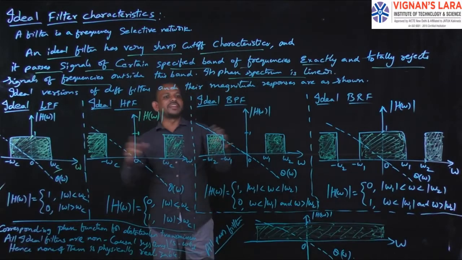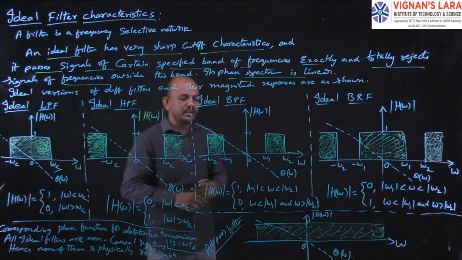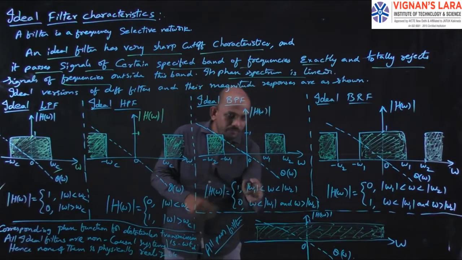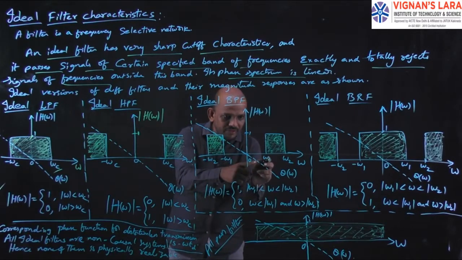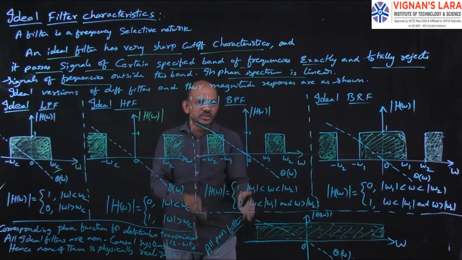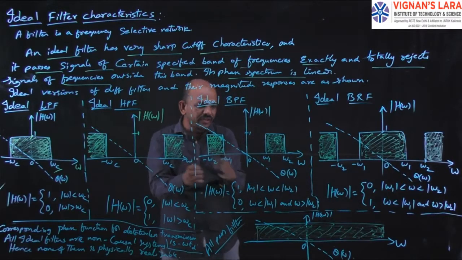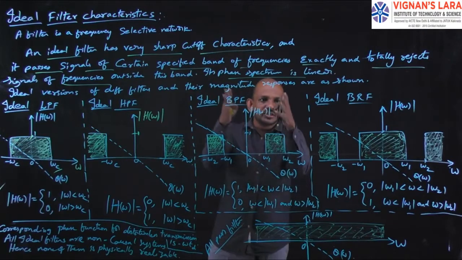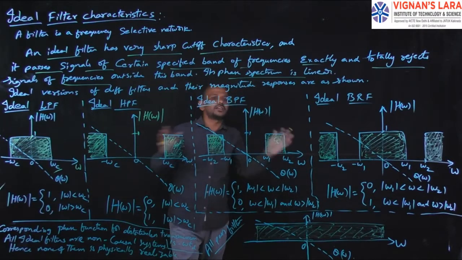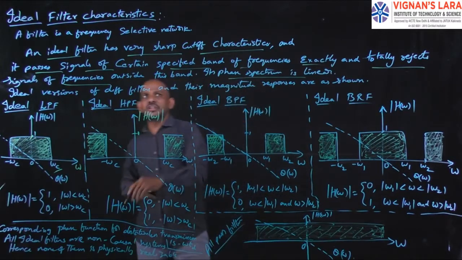For all remaining frequencies it will reject. Hence we can specify this ideal band pass filter with mod of H of omega equal to 1 for mod of omega 1 less than mod of omega less than mod of omega 2. That means only between minus omega 2 to minus omega 1 and between omega 1 to omega 2, the signal will pass with only that frequency band. For all other remaining frequencies, the signal is completely rejected because it has a very sharp cutoff characteristic.